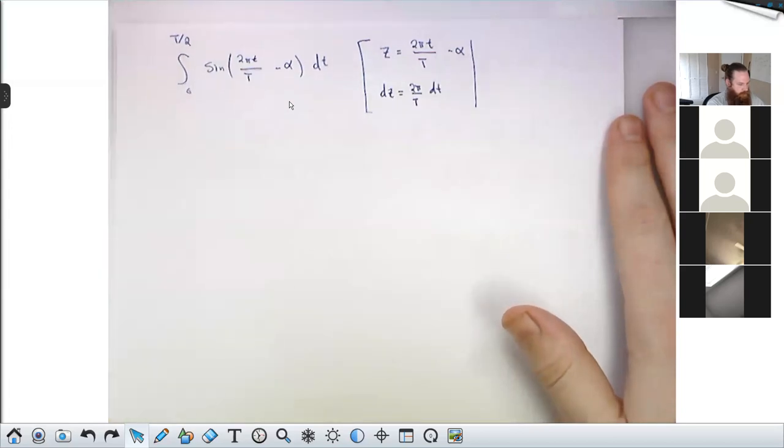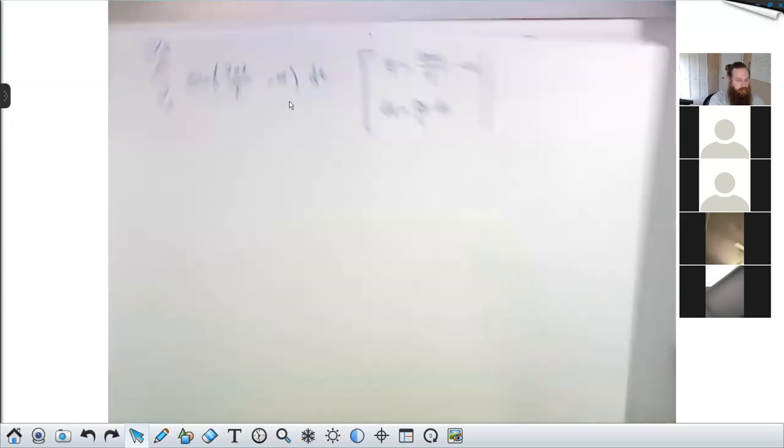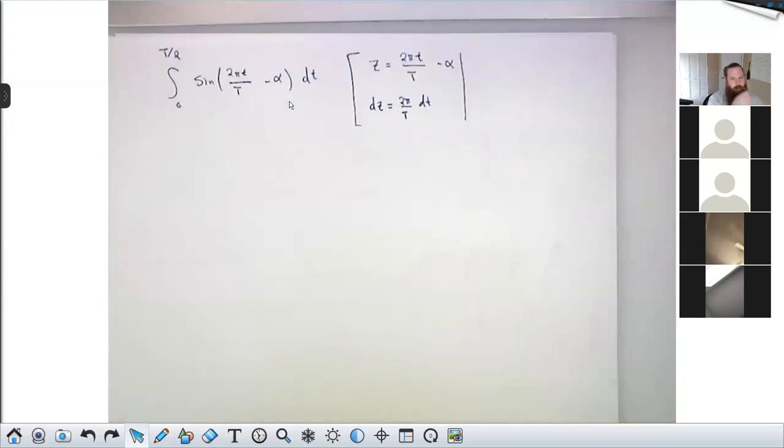Where did the alpha go? Like, how did you differentiate that? Alpha is a constant. So its derivative is 0. Yeah, I'm differentiating with respect to t, right? So anything that doesn't have a little t in it will differentiate to 0.